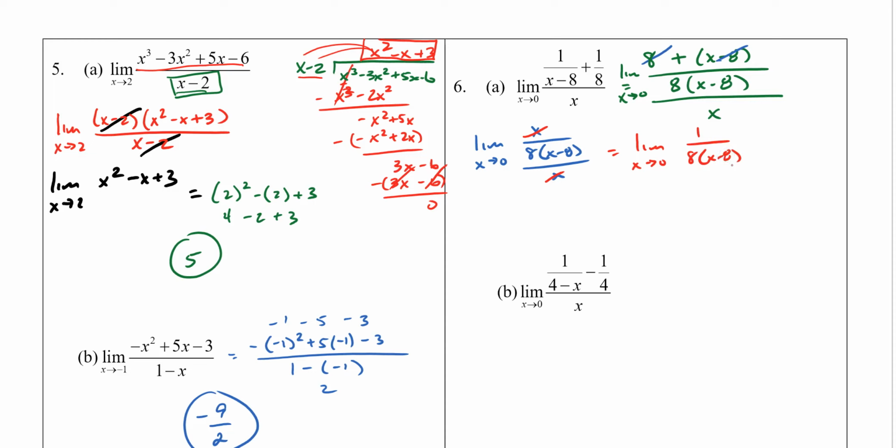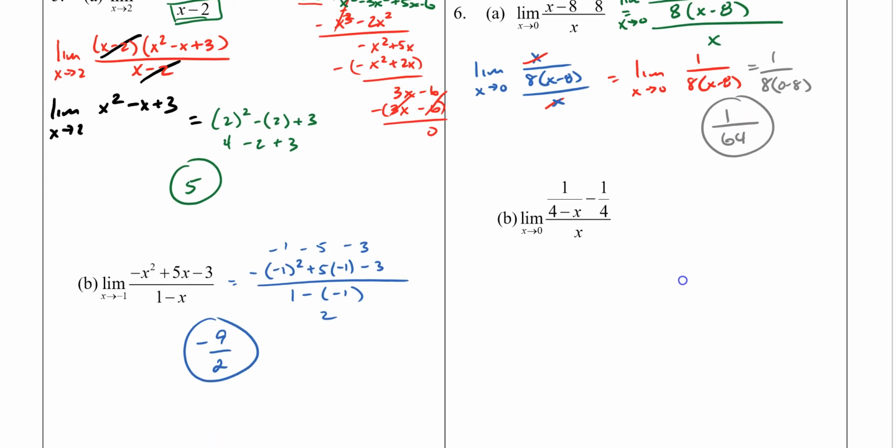Now we can use direct substitution. I'm going to plug in a 0 for x, so I get 1 over 8 times 0 minus 8, which is going to be 1 over 64.